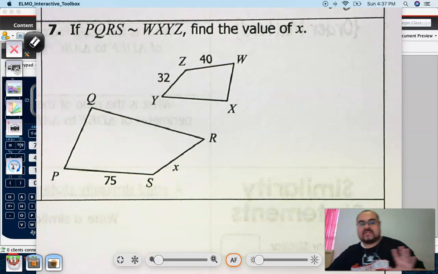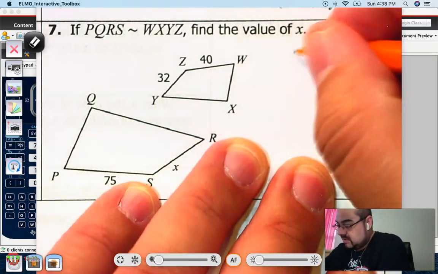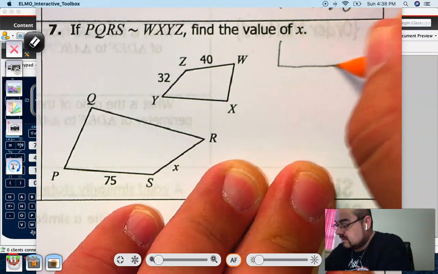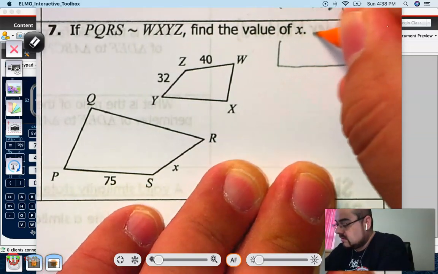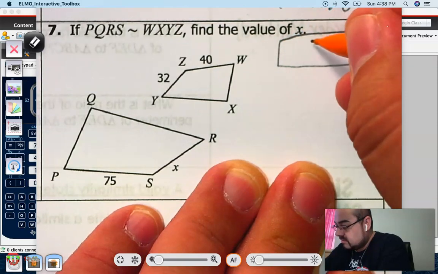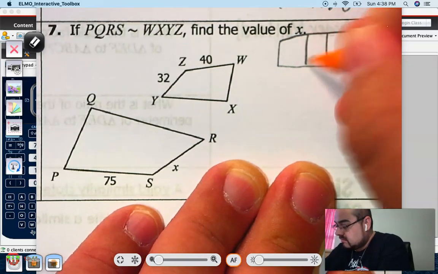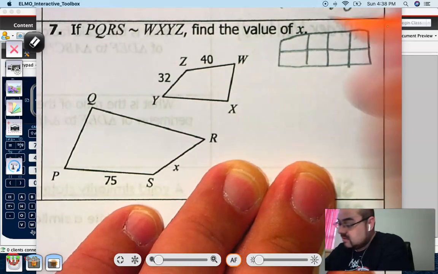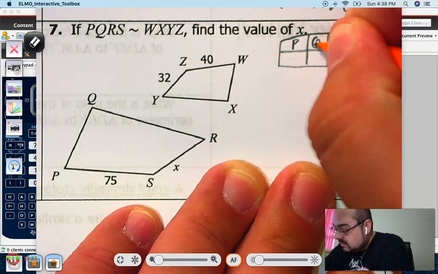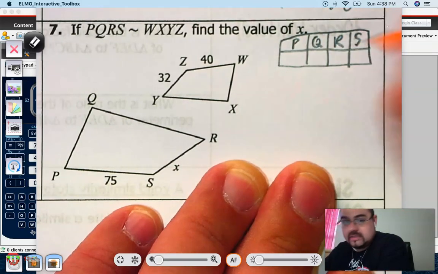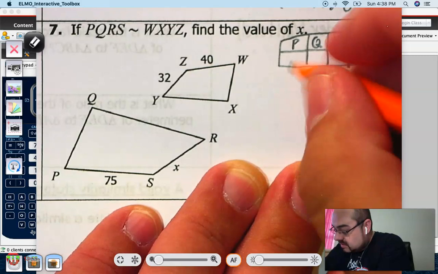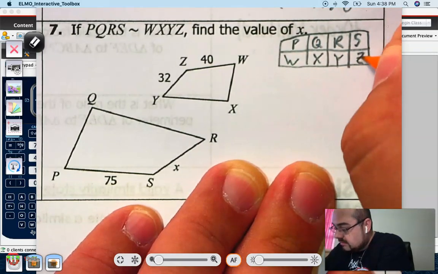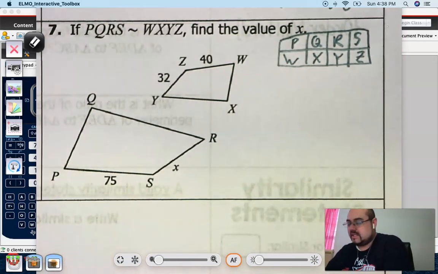Now, just to be on the safe side, I'm going to put that into a grid. That's going to be 4 spaces. Hope I have enough room here. So PQRS I'm going to put on the top, and then WXYZ I'll put at the bottom. This is going to help me out tremendously.